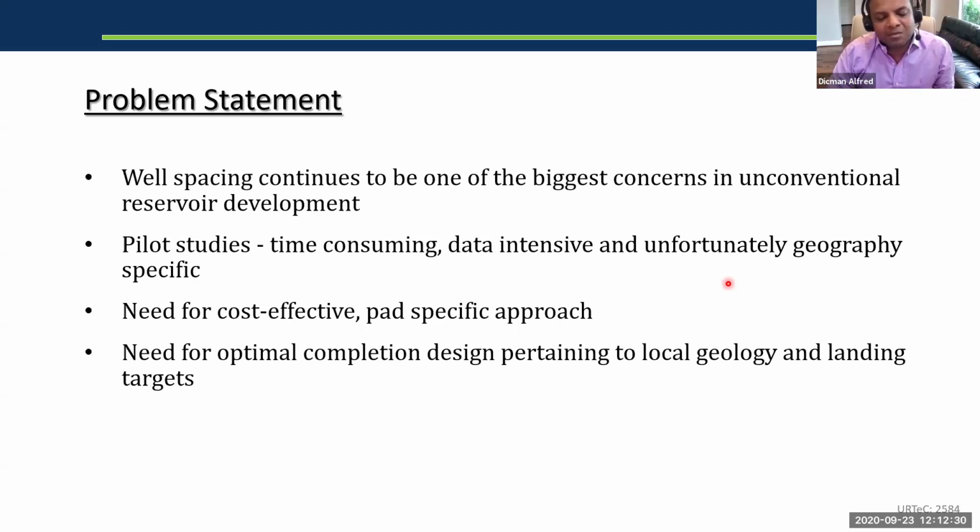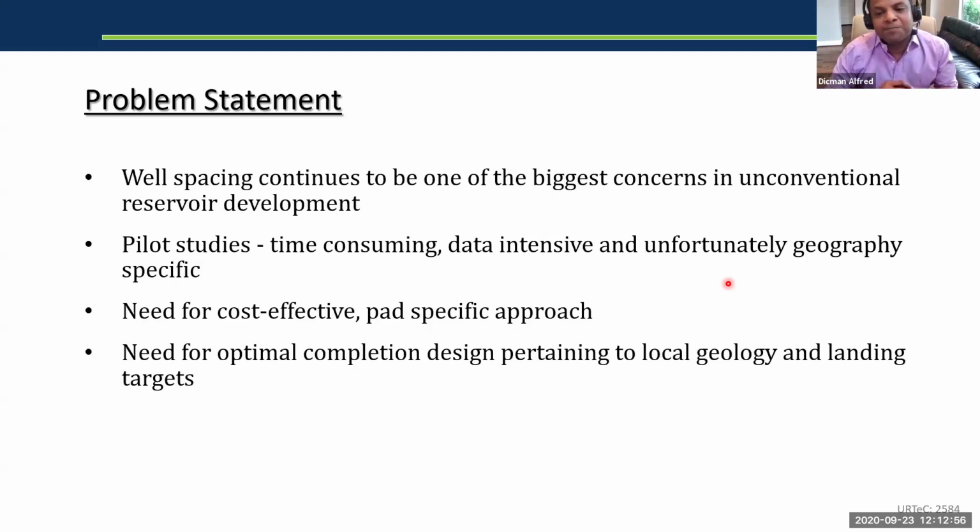The second thing is, I know big companies or mid-sized independents do pilot studies. One, it is time consuming. You've got to get all the data: core data, microseismic, frac data, different science experiments, and all of that. The problem is, you can't do that everywhere. It's time consuming and expensive, so you can only do it at certain parts. And we know that the shale plays are anything but homogeneous.